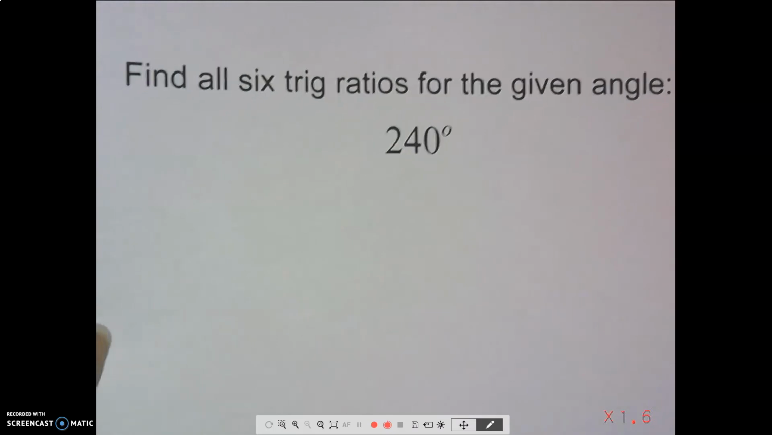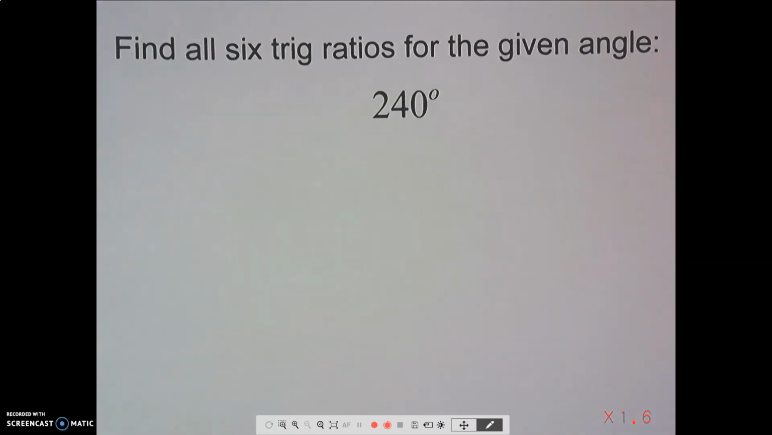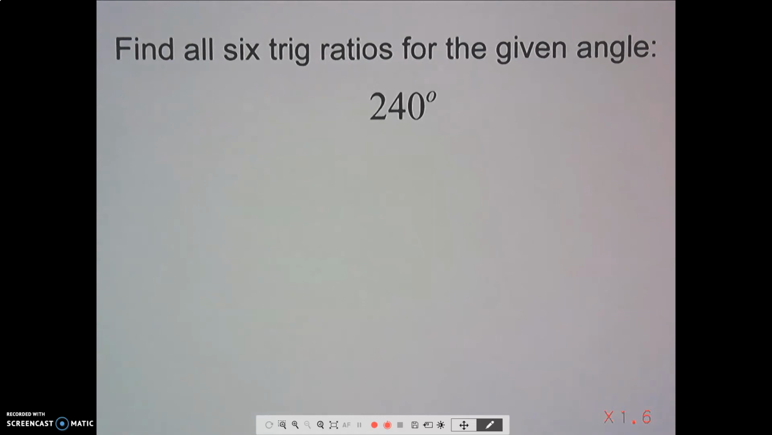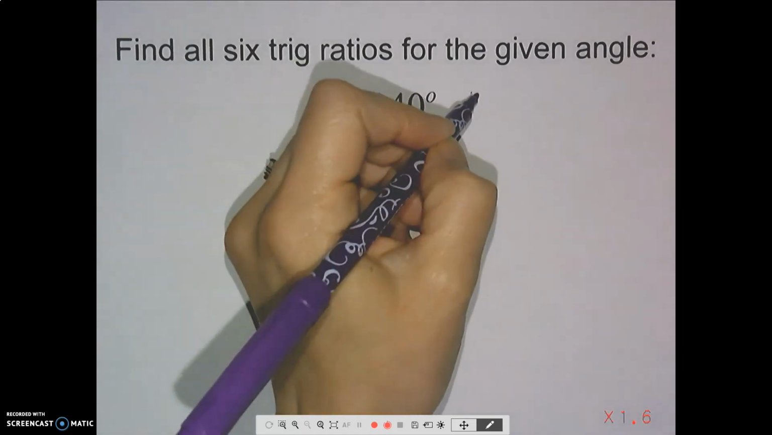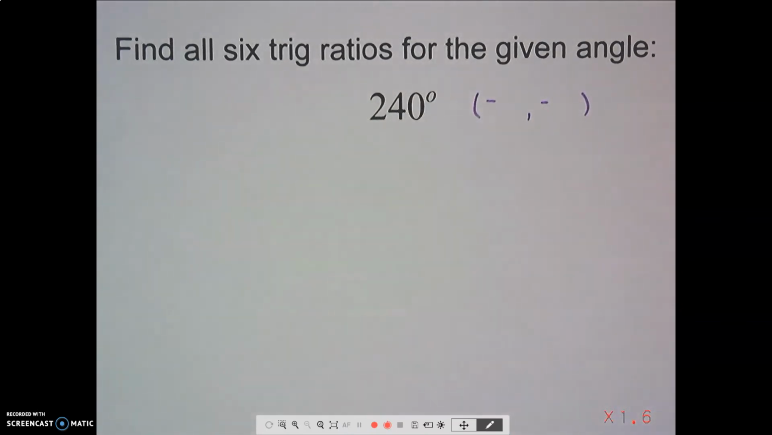another one here. So we're going to find all 6 trig ratios for the given angle. Now we're at 240 degrees. So think in your mind, what quadrant are we in for 240 degrees? That's going to be in the third quadrant, okay? We know that in the third quadrant, both x and y have to be negative. Whatever they are, they're both negative because we know we're in the third quadrant.